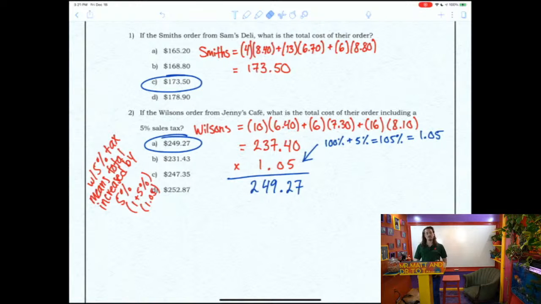So if we want to increase by 5%, we need to multiply by the decimal equivalent of 100% plus 5%, because we already have 100% of the total bill, which the subtotal here turns out to be $237.40. You need to increase that by 5%. So you're going to multiply by the decimal equivalent of 105%, which is 1.05, moving that decimal place 2 places to the left. If you do that, you should get an answer of $249.27.